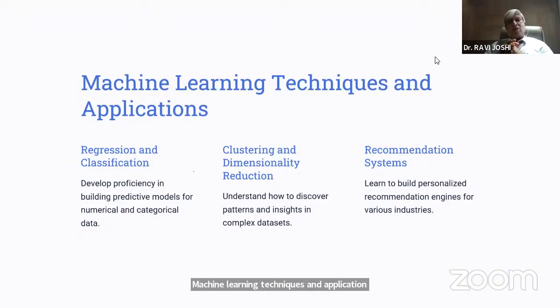All students must be given this. In a minor, or in a multidisciplinary approach, you can offer them one course on AI/ML: regression and classification, developing proficiency in building predictive models for numerical and categorical data, and clustering and dimensional reduction, understanding how to discover patterns and insights in complex databases and recommendation systems.